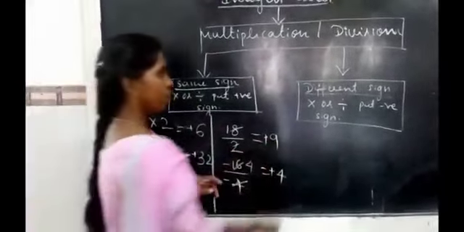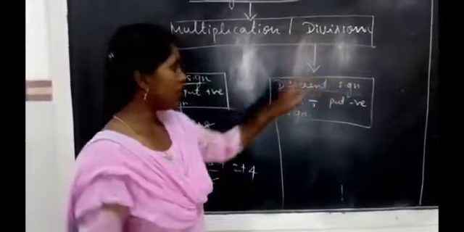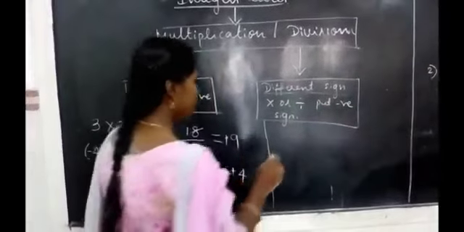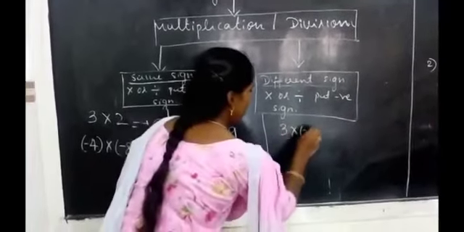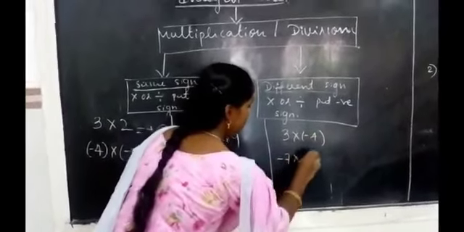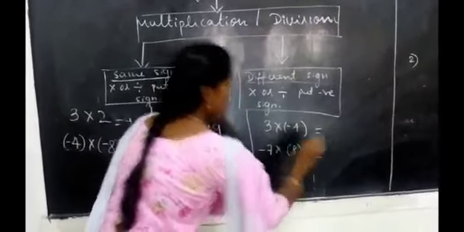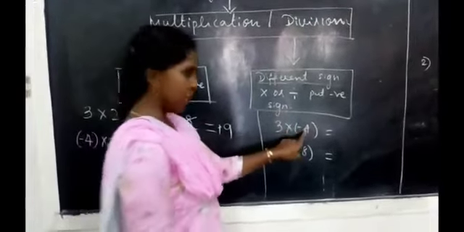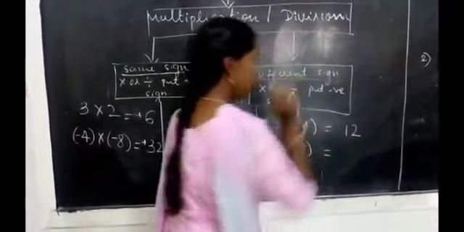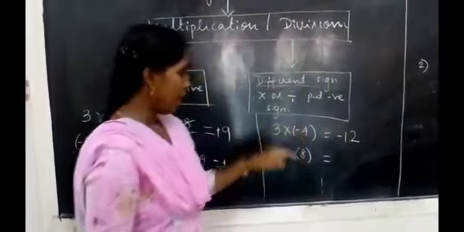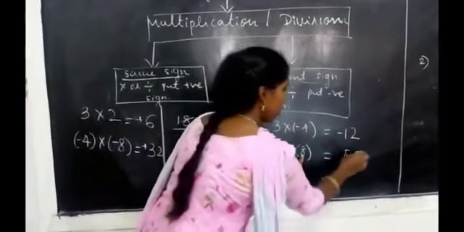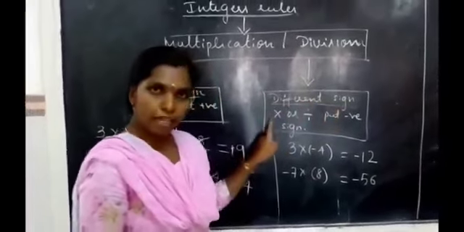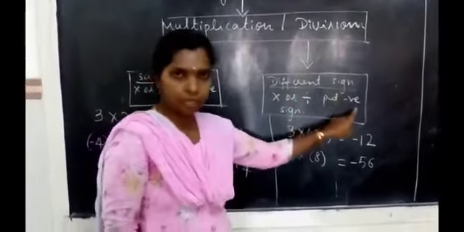And next, if it is a different sign, then multiply or divide the numbers and put the negative sign. For example, here 3 into minus 4 and minus 7 into 8. Look at these two examples. Here one is a positive and another is a negative integer. So multiply the numbers first. 3 4s are 12, then put the negative sign. And next 7 8s are 56, put the negative sign. But you have to remember, if it is a different sign, multiply or divide the numbers and put the negative sign.